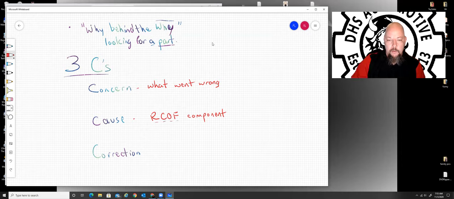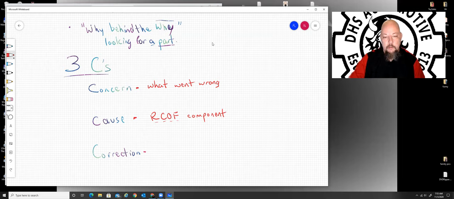Root cause of failure, RCOF. I'll be using that. If I write this out anymore, I'll just put that there, because writing it out, I have messy writing and it takes too long and I'm lazy, okay? So there you go. I'm kidding. I'm not lazy most days, all right?